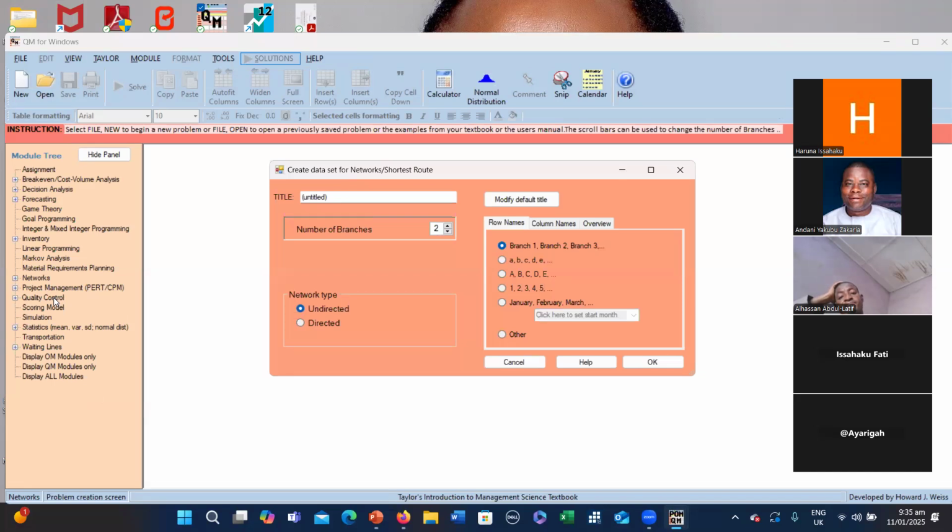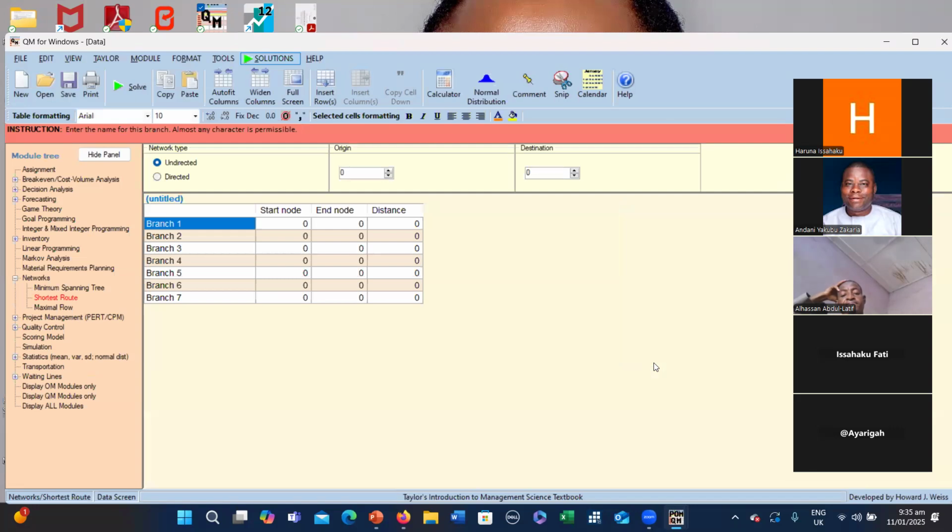Depending on the problem, you just need to indicate the number of branches. Suppose you have 6 branches, you indicate. If you have 10 branches, 7 branches, it will open up and you will enter the branches and it will do the calculation for you. Okay, so you can enter them here with the distance.